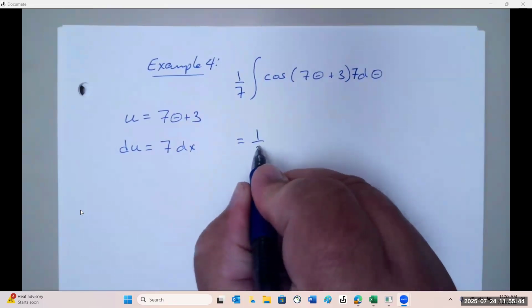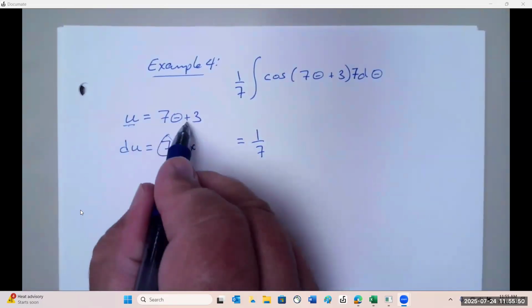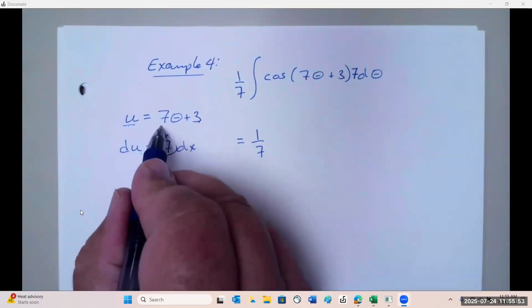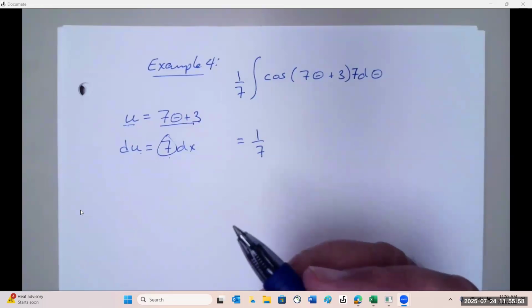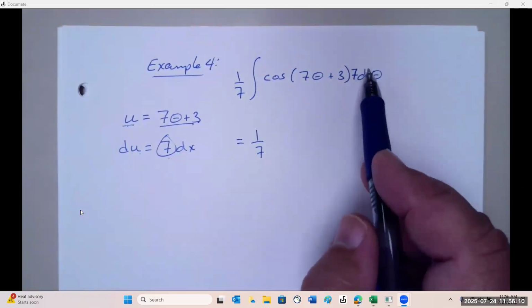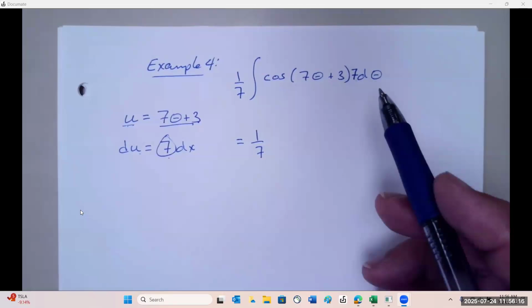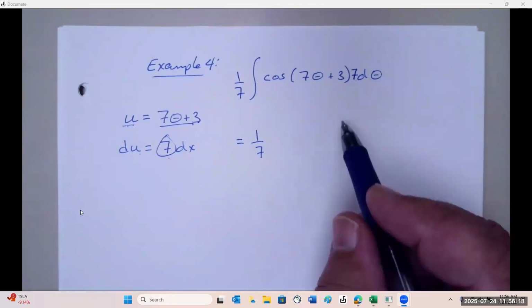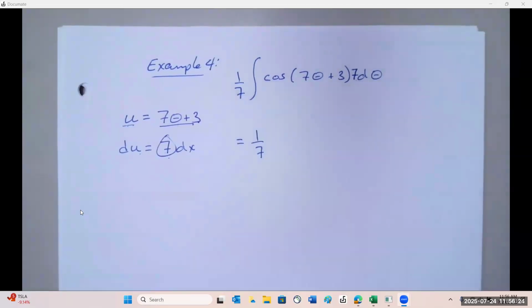How did we know we needed to put a 7 there? If u is 7 theta plus 3, then du is the derivative of this, which is 7. Sometimes the initial integral we're given won't have the du in there. We're going to look at different scenarios. If we see it's missing a number, we can put a number in there. That's the easy part. The harder part comes if you have an extra x value in there. So right now, if you're missing a solid number, just plug it in there. Whatever you put in there, you put the reciprocal out in front.